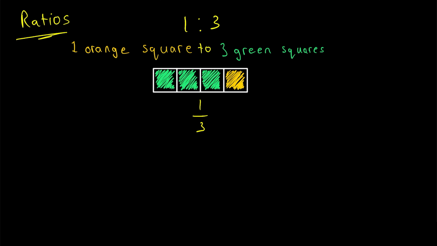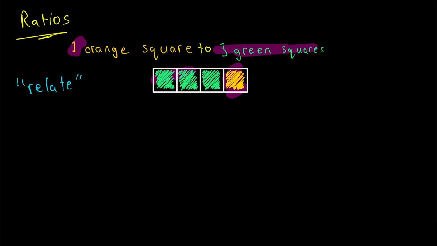To be more clear about what a ratio does, specifically, it tells us how two quantities relate. This ratio, for example, relates orange squares to green squares. It tells us that for every 1 orange, there are 3 green squares. But it doesn't necessarily tell us the number of orange and green squares. You might be wondering, how could that be? Clearly, the ratio says there's 1 orange square, which there is, and there are 3 green squares, which there are.